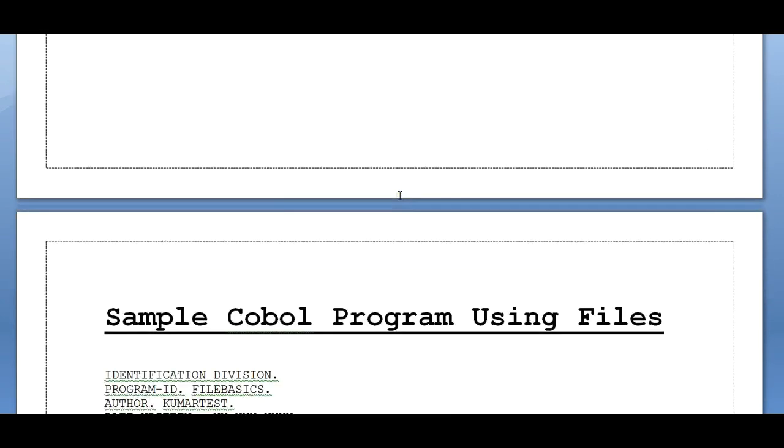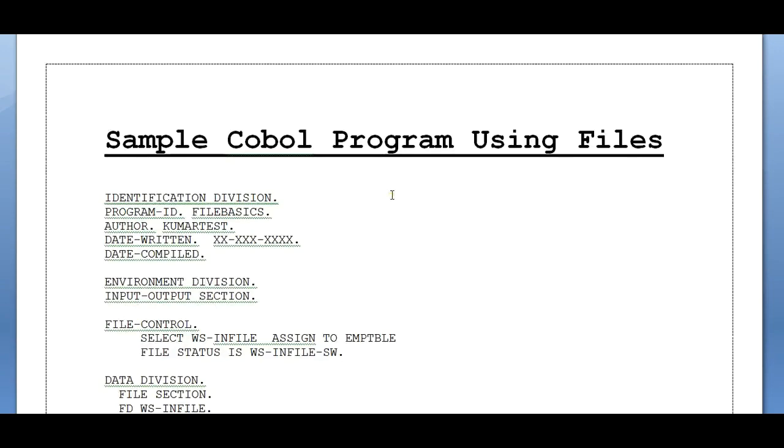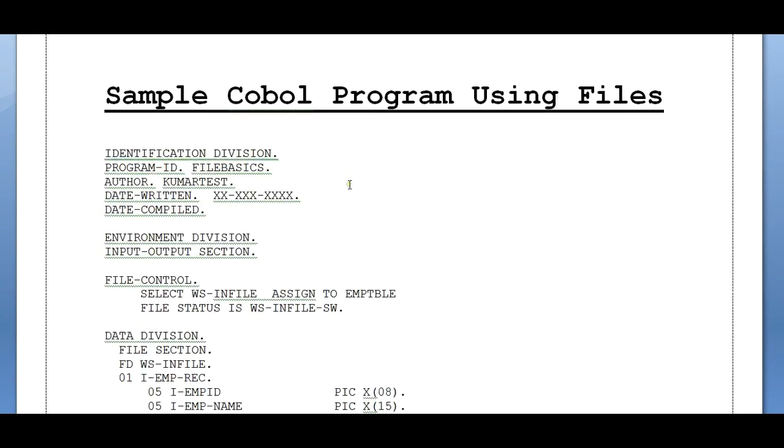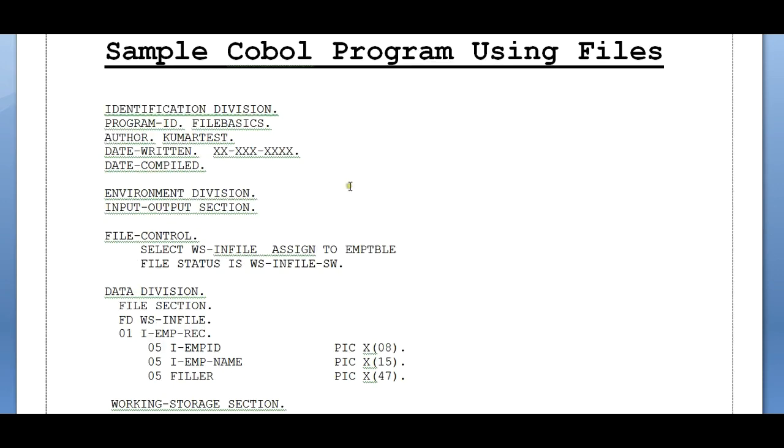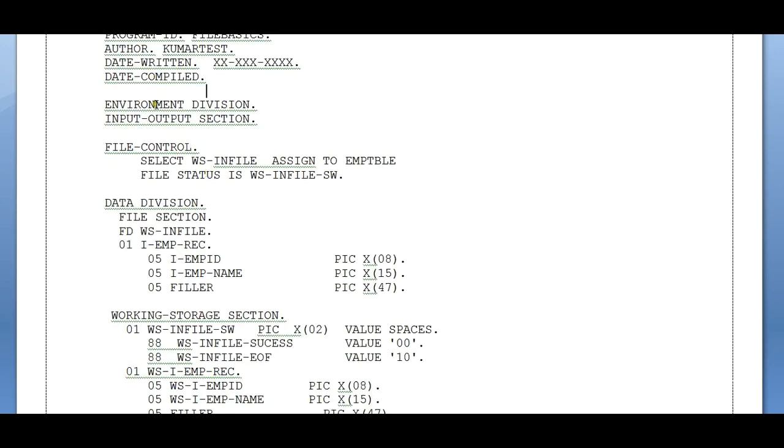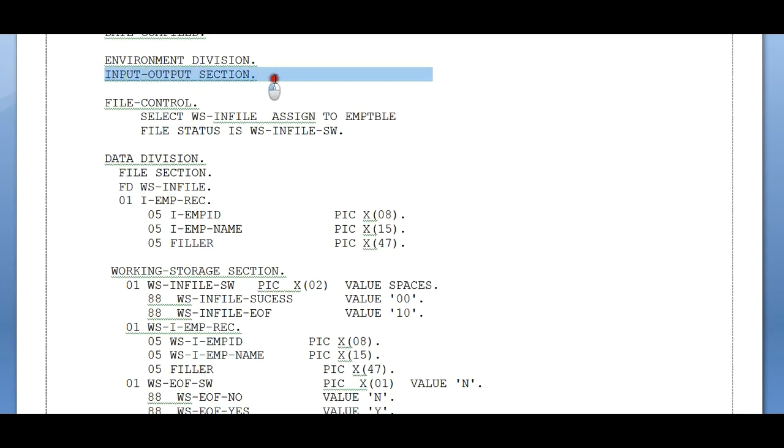Now let's see a sample COBOL program using files. It will be a complete COBOL program focusing on a sequential file. In the identification division, you give the program ID, the file basic, author, date written, date compiled. In the environment division, input-output section, the file control: select the working file, assigned to the employee table, file status is WSN file switch.